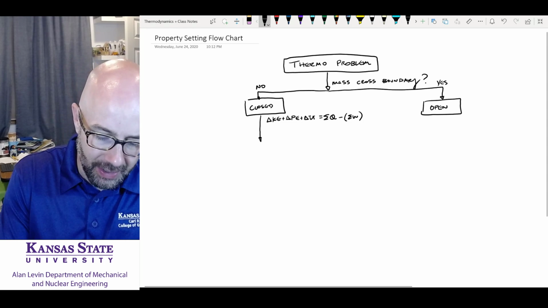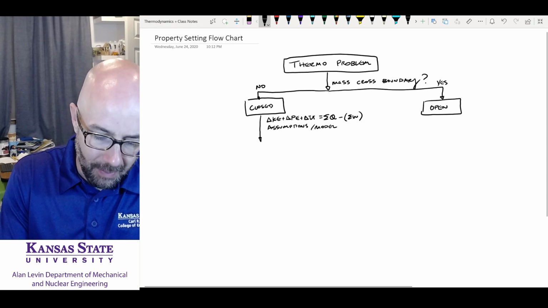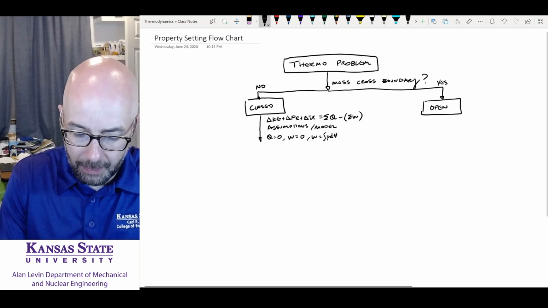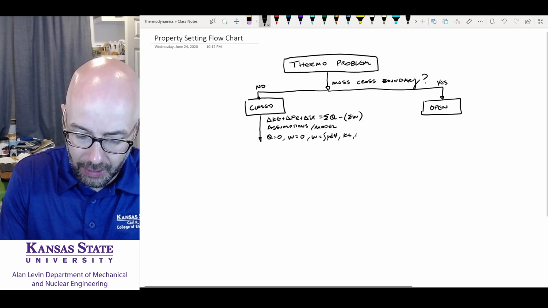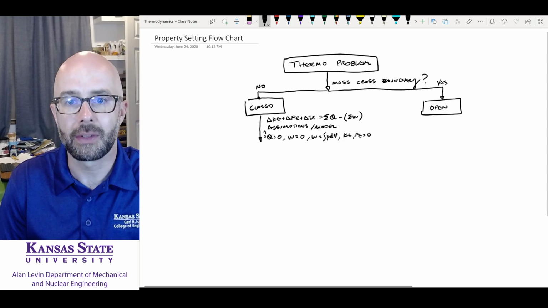And we'll have to make our assumptions and models here, what model we're going to follow. We're going to ask ourselves those questions. Maybe we're going to have that heat transfer is equal to 0. Maybe we're going to have work is equal to 0. Maybe we're going to have work is equal to the integral of PdV. Maybe we're going to have kinetic energy and potential energy equal to 0. These are all the questions that we're going to ask ourselves here.